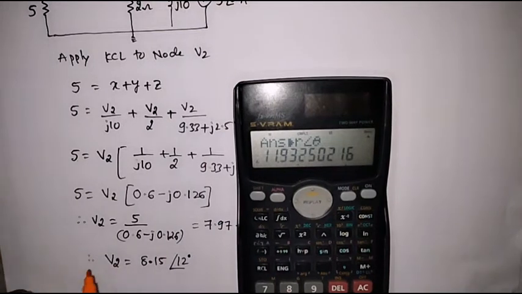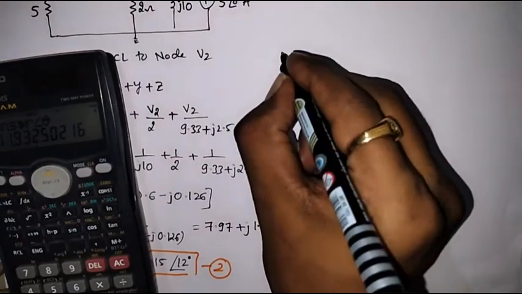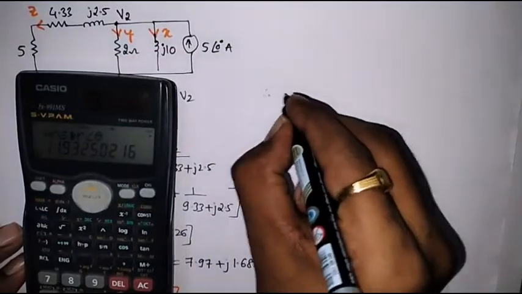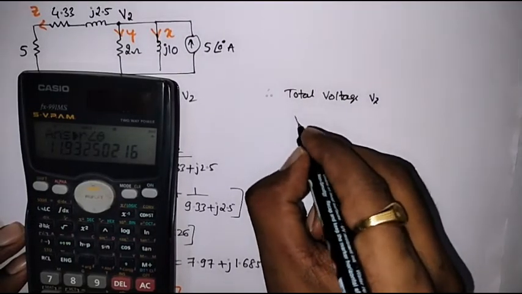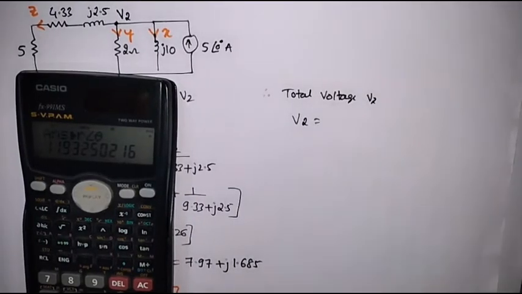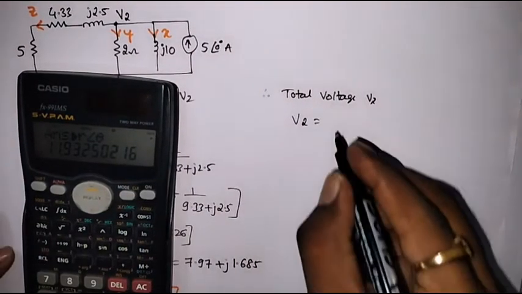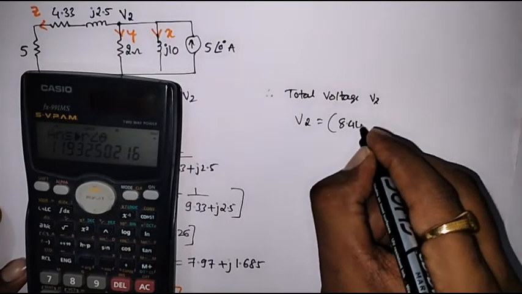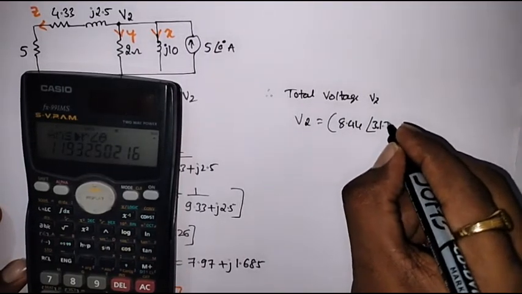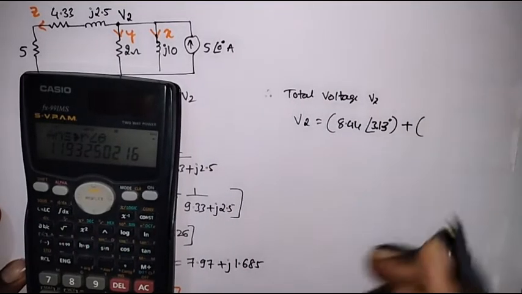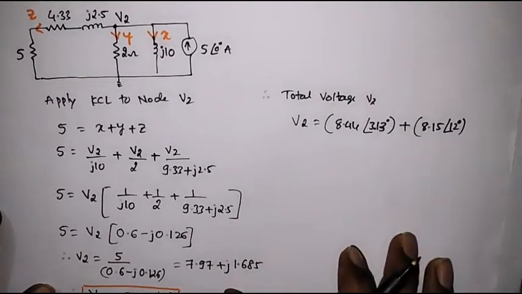So we'll call it equation number 2. So therefore the total voltage V2 is equal to, by adding equation 1 and equation 2, by equation 1 the value of V2 is 8.44 at an angle of minus 3.13 degree, plus here it is 8.15 at an angle of 12 degree.